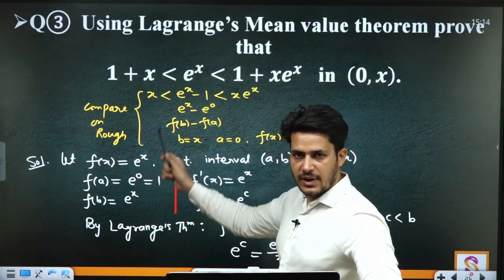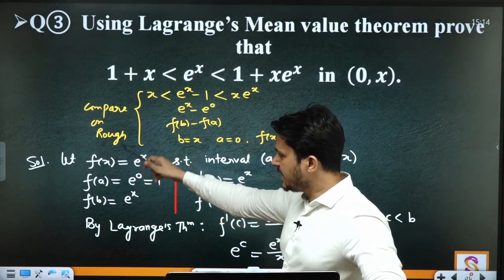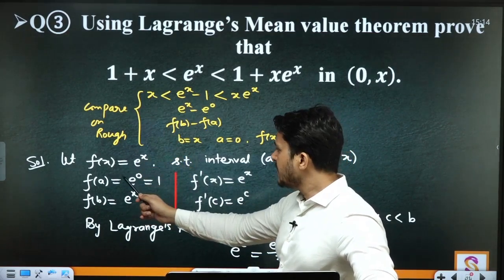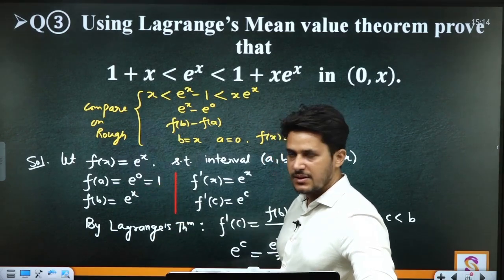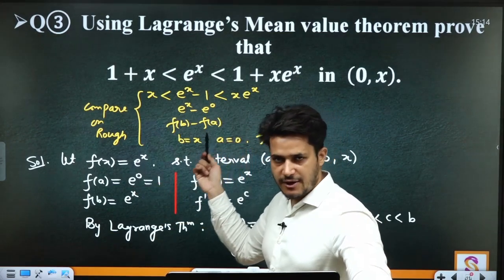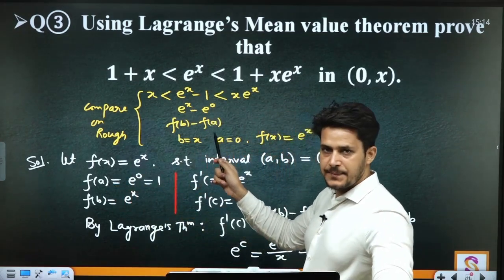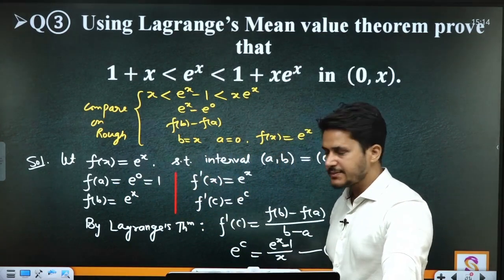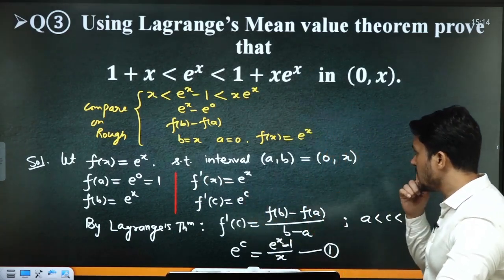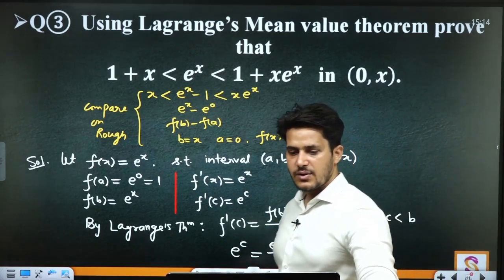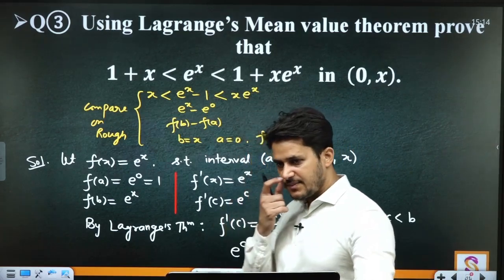ये रफ पर आप कंपेयर कर लीजिए and then start the solution from considering a function which you have understood in the rough part. Let fx equal to e to the power something which is changing here, e to the power x, and interval ये ab 0 to x हो जाएगा. ठीक है, कोई और बात जो इसमें समझ में नहीं आई?